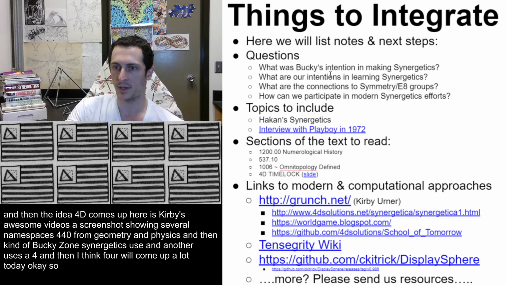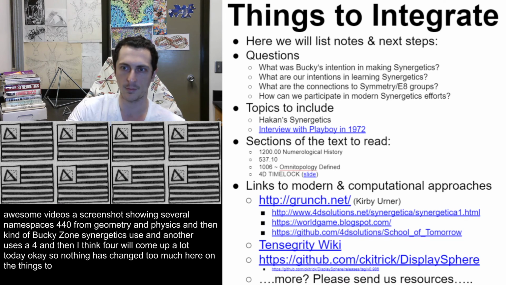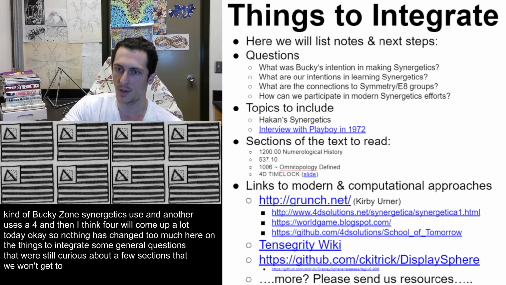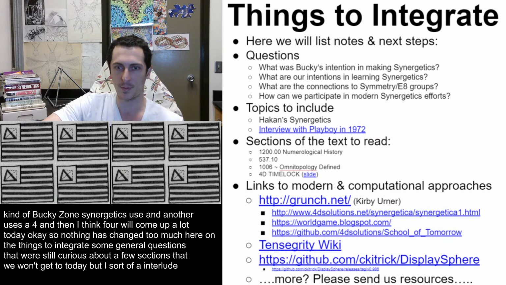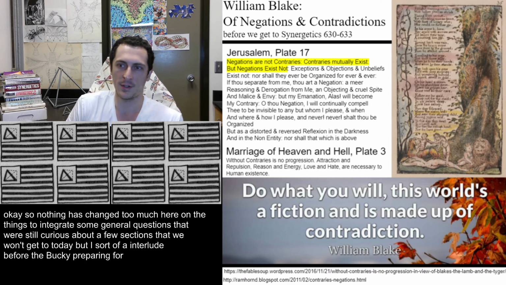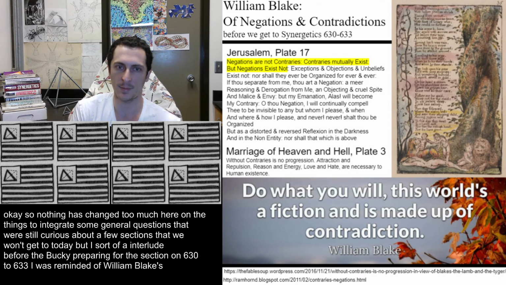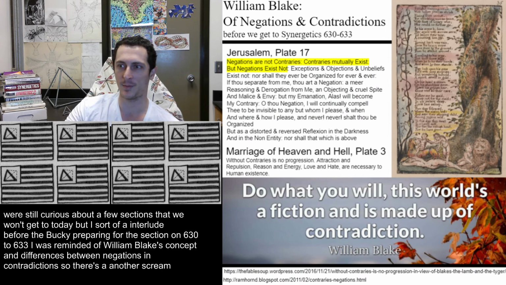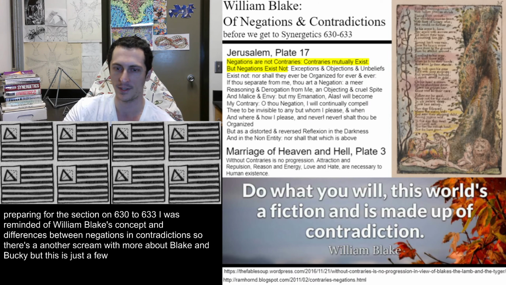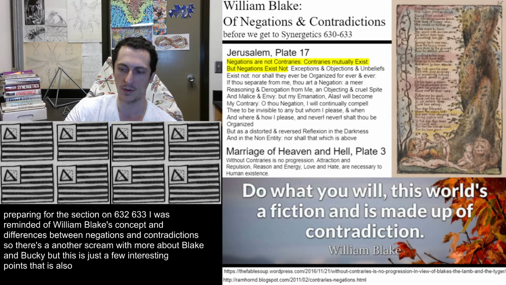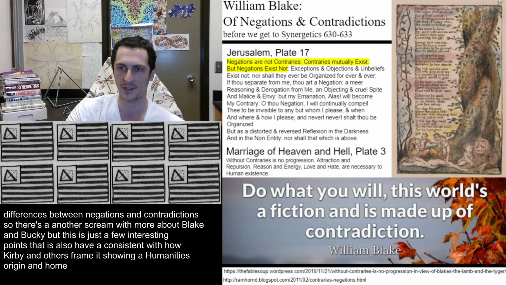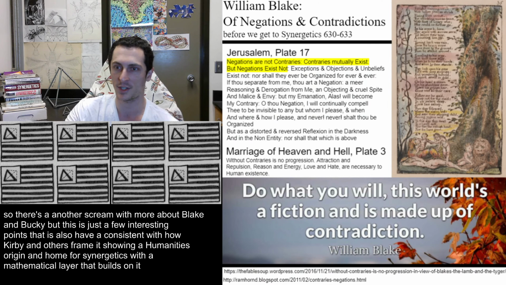Okay, so nothing has changed too much here on the things to integrate. Some general questions that we're still curious about, a few sections that we won't get to today. But as an interlude before the Bucky, preparing for the section on 630 to 633, I was reminded of William Blake's concept and differences between negations and contradictions. There's another stream with more about Blake and Bucky, but this is just a few interesting points that is also consistent with how Kirby and others frame it, showing a humanities origin and home for synergetics with a mathematical layer that builds on it, potentially, but we'll see about that.